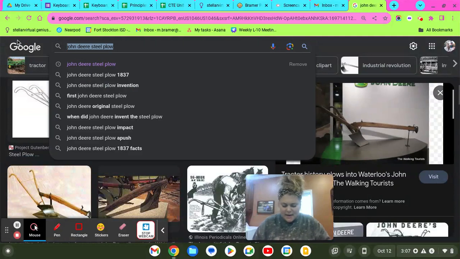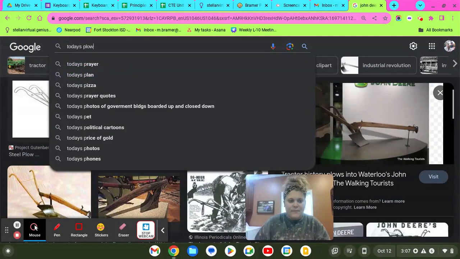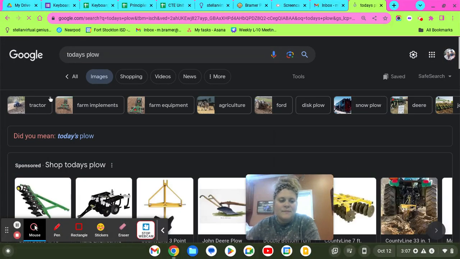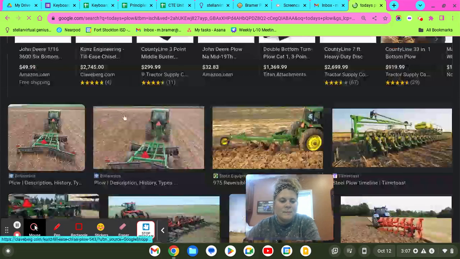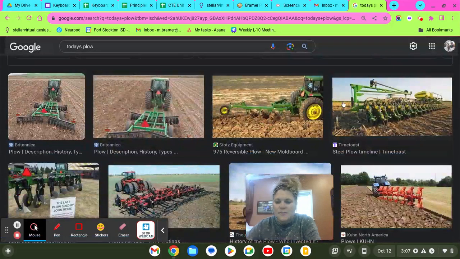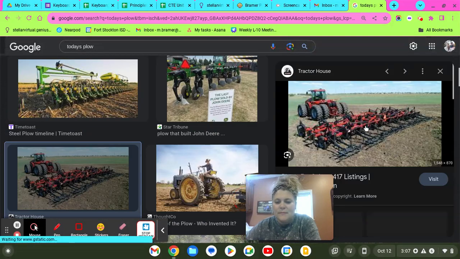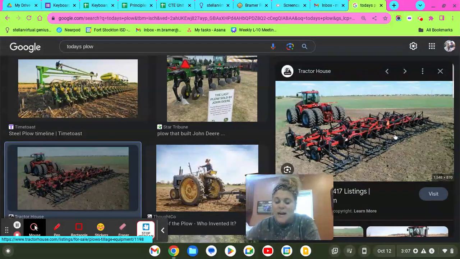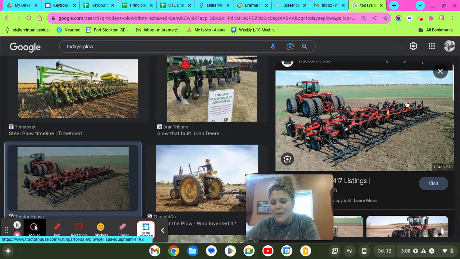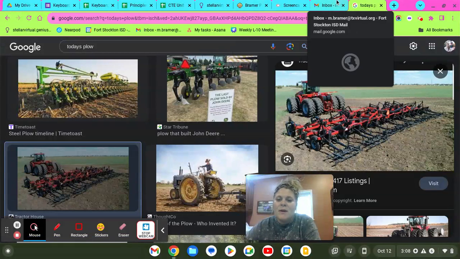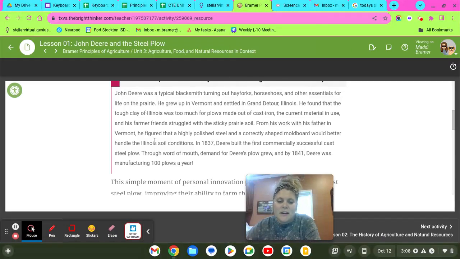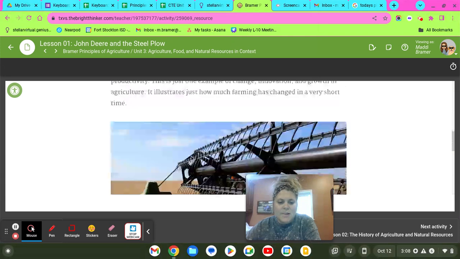So let's look at today's plow. Here are some pictures of some plows today. You can see it's pulled by a tractor. We don't use horsepower anymore. We use tractor horsepower, and that can plow the ground that much faster, right? It's just crazy how far we've come. But we had to start off somewhere, and luckily Mr. Deere allowed us to do that.